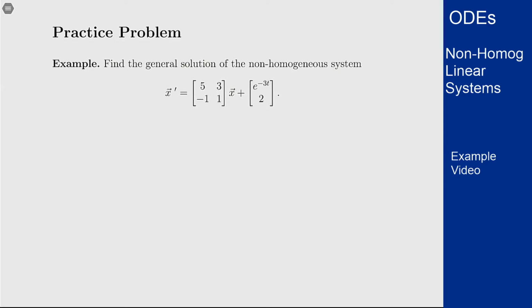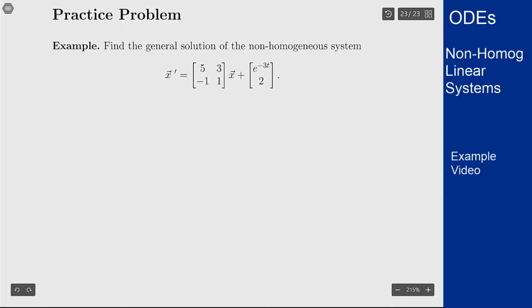In this example, we're going to find the general solution to a non-homogeneous linear system. And we will do so using all three methods to illustrate how they all connect and give you the exact same solution at the end. You have the system here, x prime equals [[5, 3], [-1, 1]] x plus e to the minus 3t and 2. So let's first solve the homogeneous problem by looking for the eigenvalues and eigenvectors of this matrix.